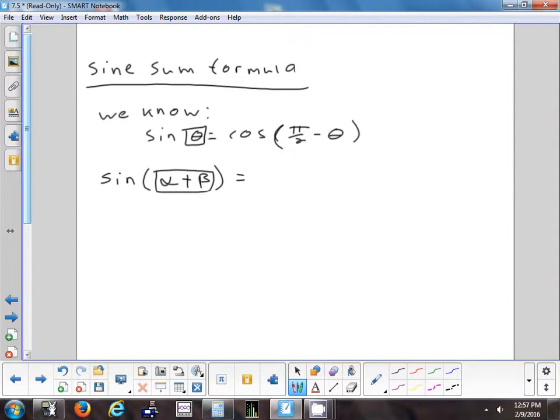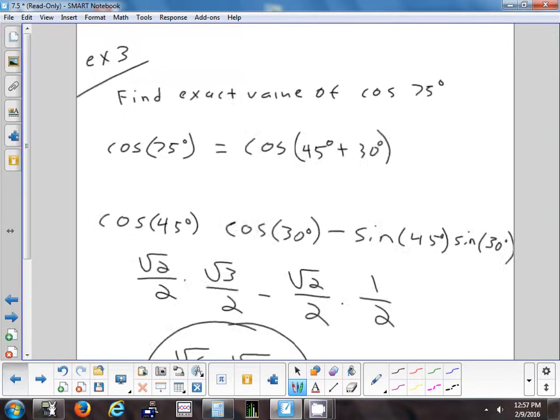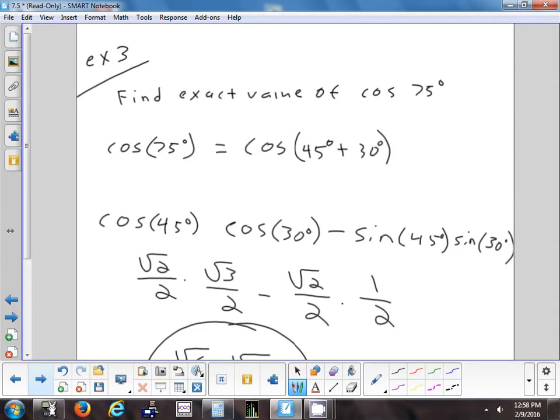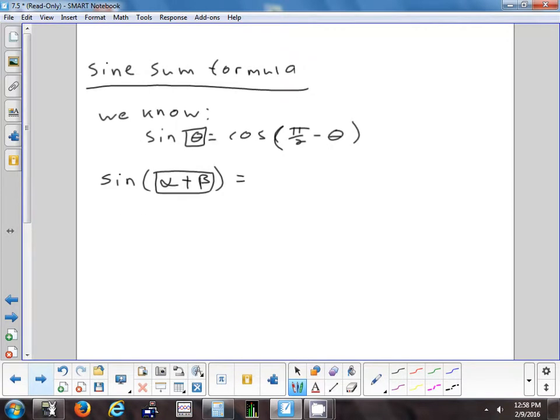Okay, now we're going to figure out the sine sum formula. We proved this back in example, I think it was 2a. Cosine of pi over 2 minus theta equals sine theta. We're going to use that fact that we proved in this problem. So that fact said that if you want, you can rewrite sine of an angle as cosine of pi over 2 minus that angle.